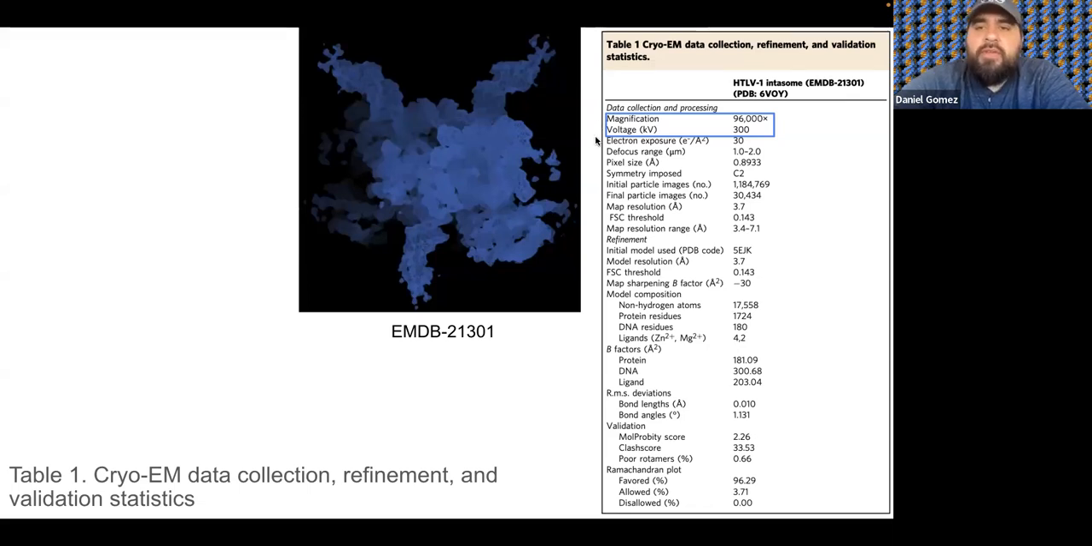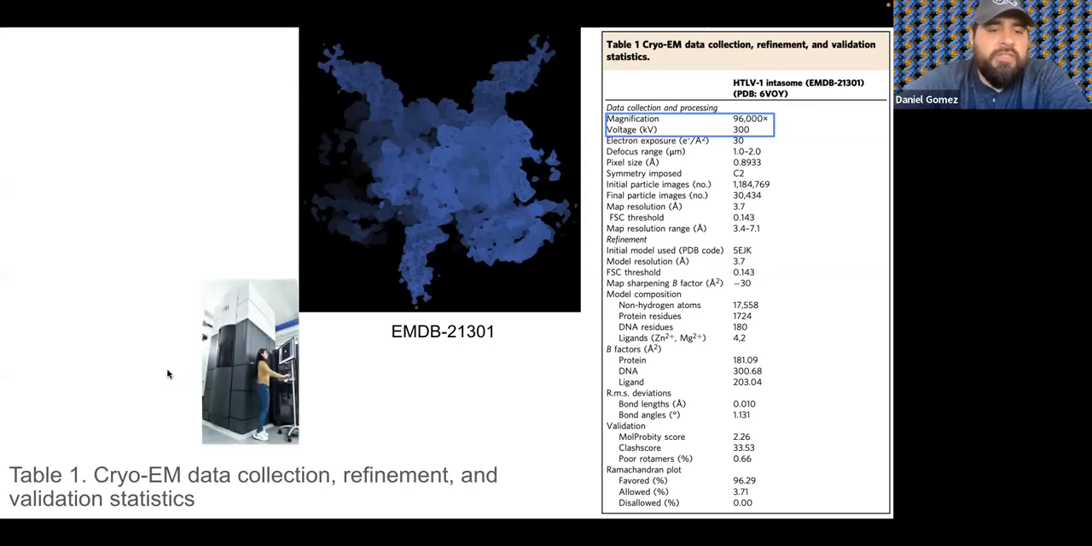The magnification was at 96,000x, and the voltage in kV was 300. So this is done with the Titan Krios, seen in this image here. And we also have the pixel size in angstroms to be 0.8933, and the symmetry imposed is C2 symmetry. And then also important is this map resolution. Again, it was 3.7 angstroms.